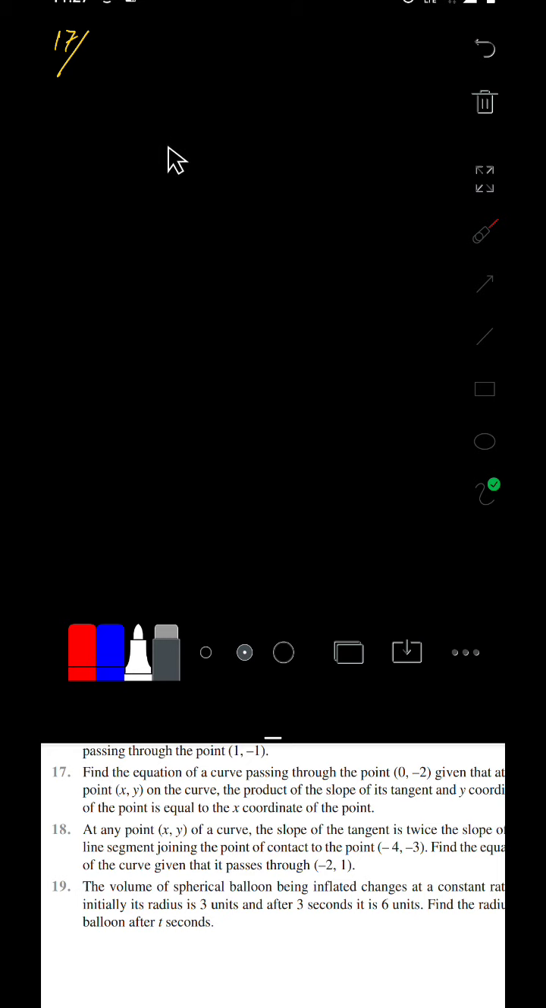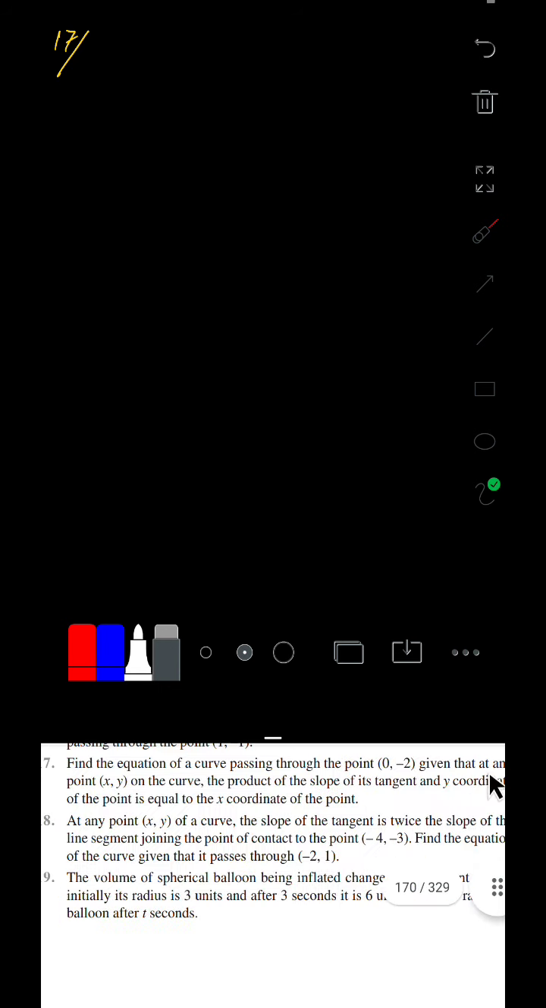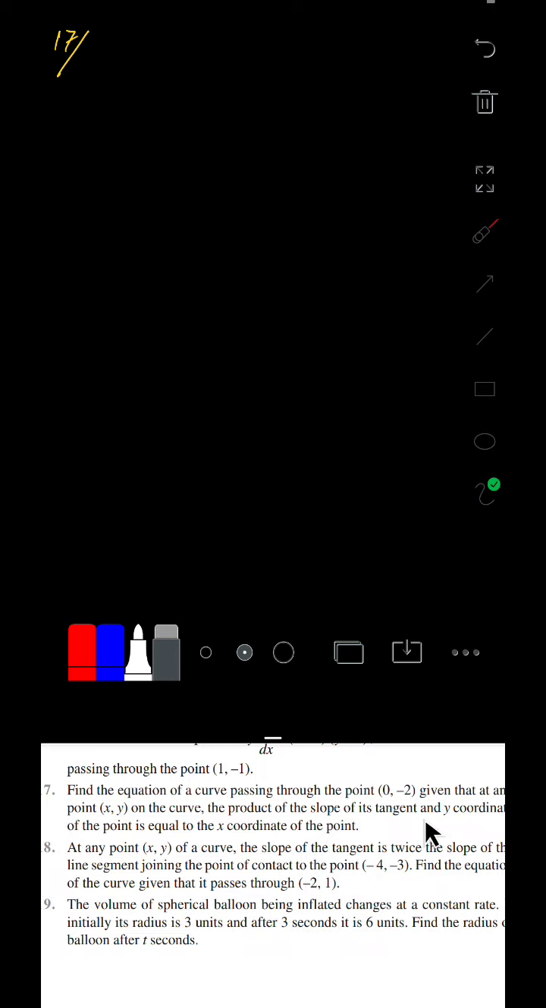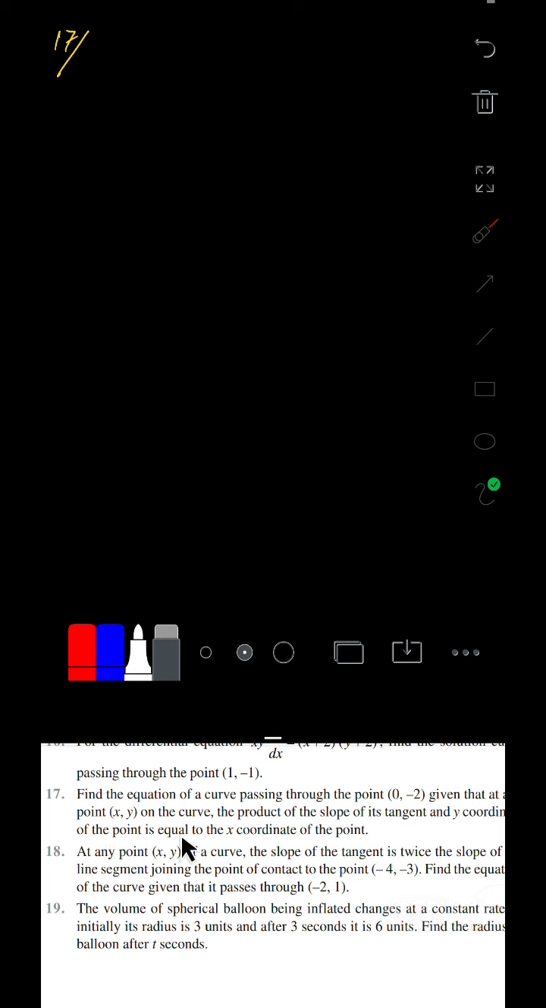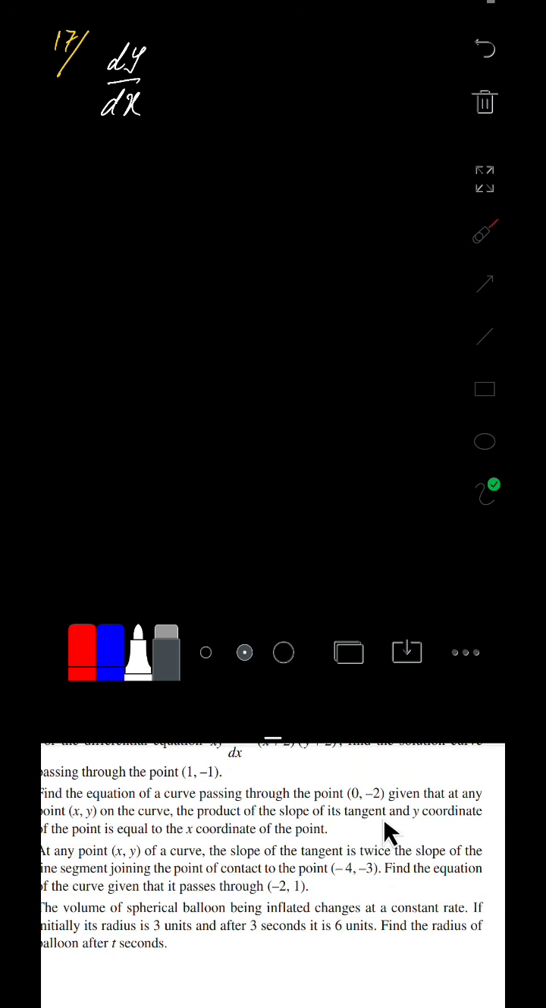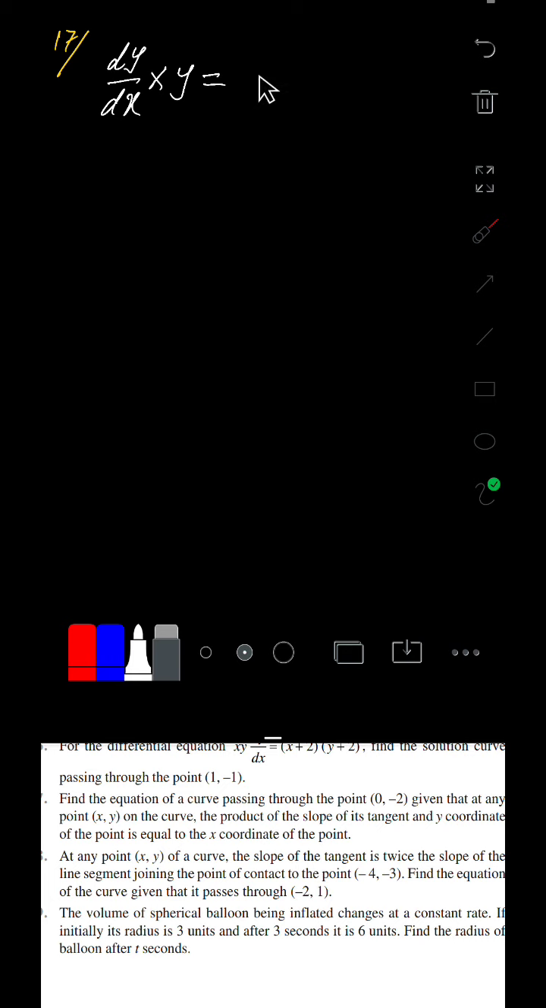Now problem number 17. Find the equation of a curve passing through the point (0, -2), given that at any point (x, y) on the curve, the product of the slope of its tangent and the y coordinate of the point is equal to the x coordinate of the point. Slope of tangent is always dy upon dx, that is the slope of the tangent at any point (x, y). Product of slope of tangent and y coordinate, that is dy upon dx into y, is equal to the x coordinate of the point, that is x.